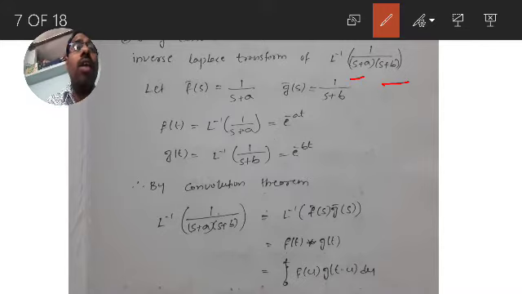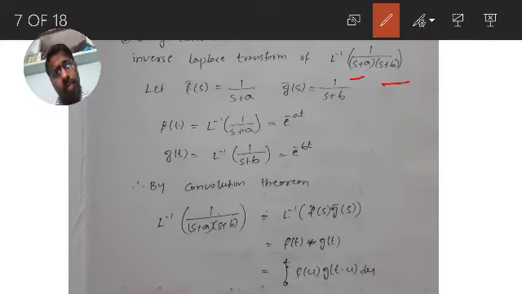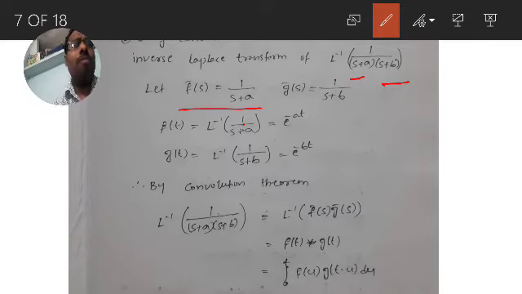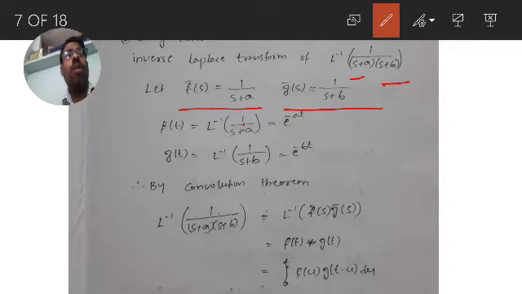1 by (s plus a) into (s plus b) is a product of two functions. Once there is a product of two functions, there is an option of the convolution theorem, and since the question says use the convolution theorem, you have to use it. So take the first function as f bar of s and the second function as g bar of s. That is, f bar of s is 1 by s plus a and g bar of s is 1 by s plus b. If both are similar linear functions, you can take either one, vice versa also.